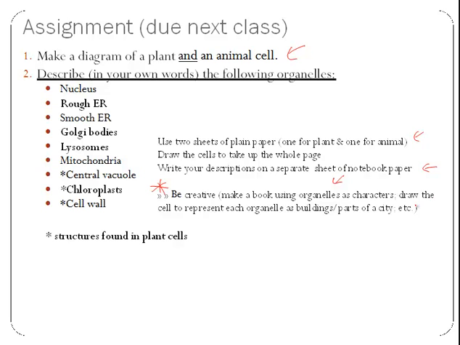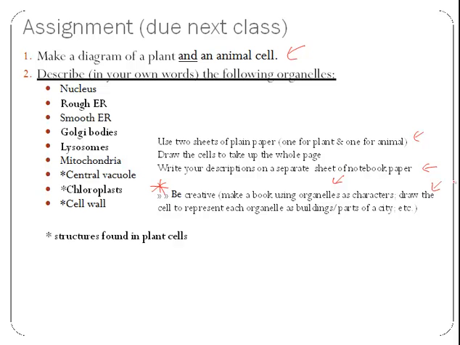Other students, it's very common to draw the cell as a city. So each of the organelles represents different parts or buildings or structures in a city. So you might have City Hall as the nucleus, that's the command center for the city. Then you'd have a manufacturing plant as your rough ER, making things. Your Golgi apparatus would be like UPS or some delivery service, transferring stuff around the cell or outside of the cell. So just be creative, whatever you'd like to do.